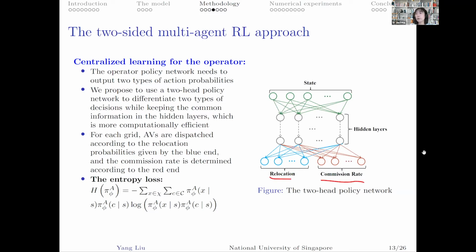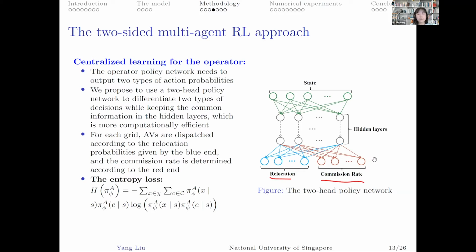And the operator will have two types of actions. So we have the relocation head to produce a relocation decision, and then we have the commission rate head to produce the optimal commission fee. This will allow us to keep the common information in the hidden layer, so that we don't need to train two neural networks for the two types of decision, which can greatly reduce the computation effort.